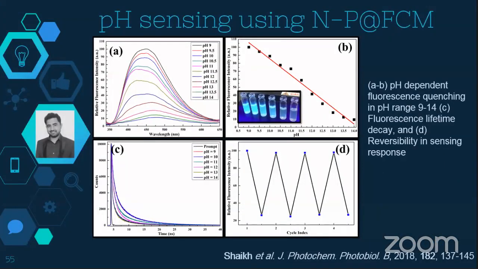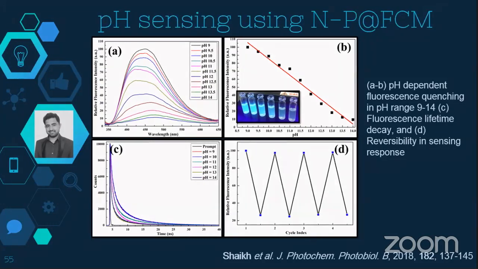So here you can see the pH sensing is done using the nitrogen and phosphorus doped functionalized carbon material. That is what we have used from sugarcane. Here you can see it is sensing the various range of pH. In the range of 9 to 14, fluorescence lifetime decay and reversibility in sensing is observed. And you can see the stability up to 5 cycles. It was highly stable in nature.